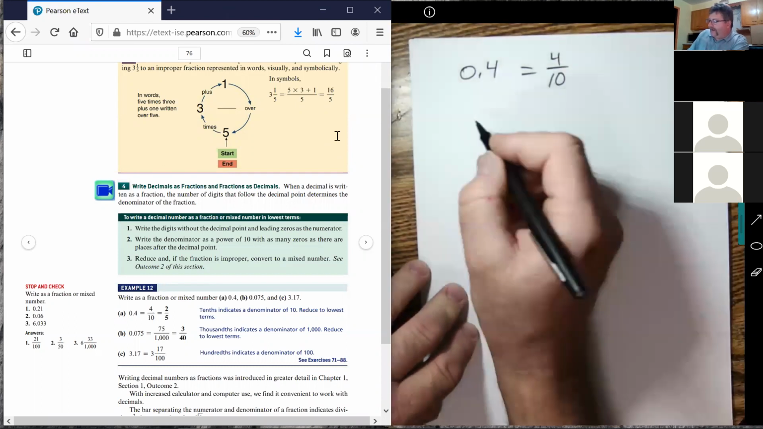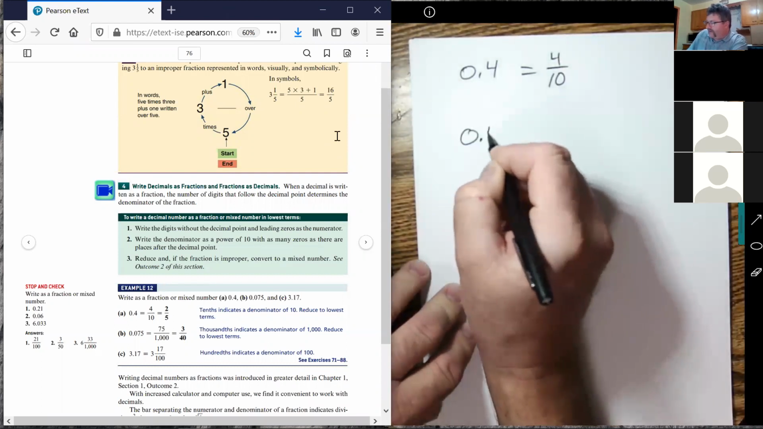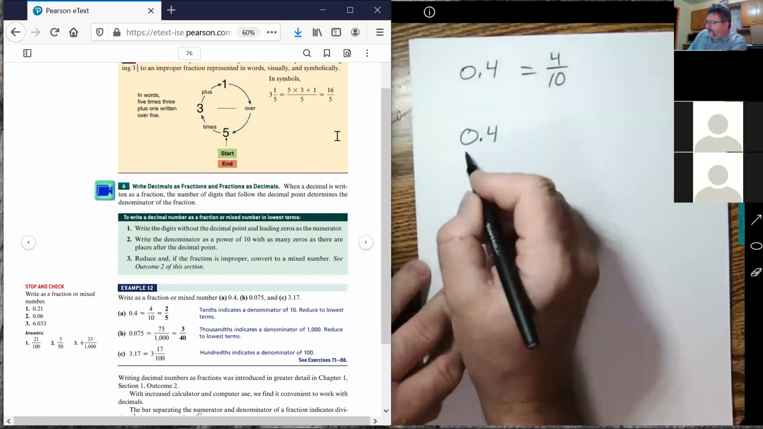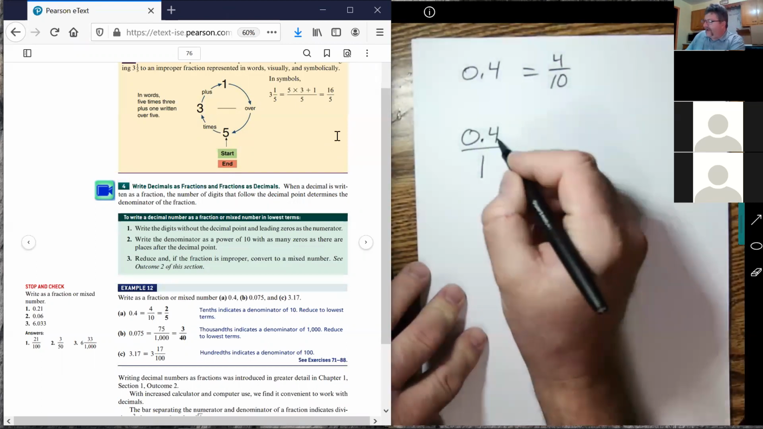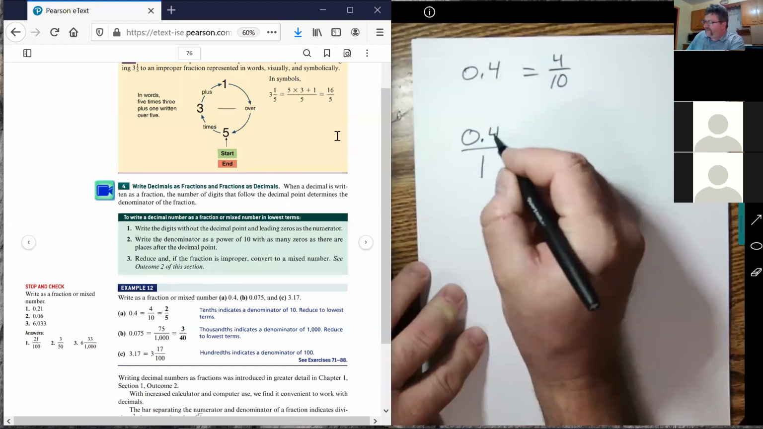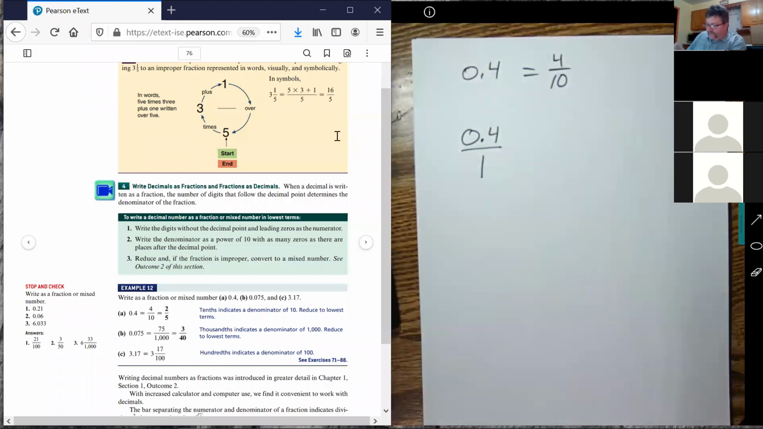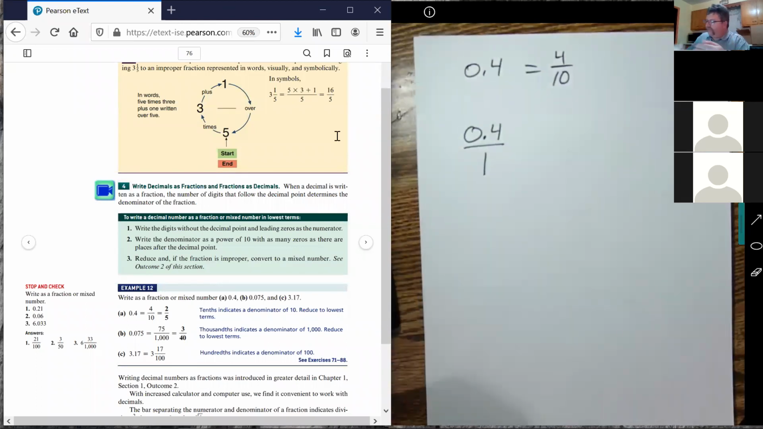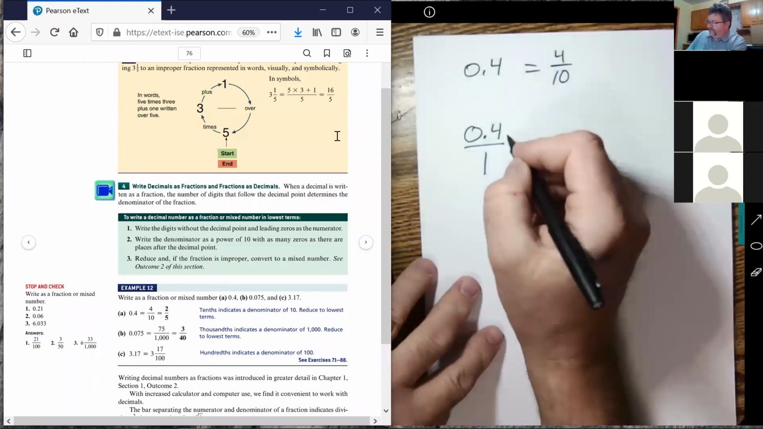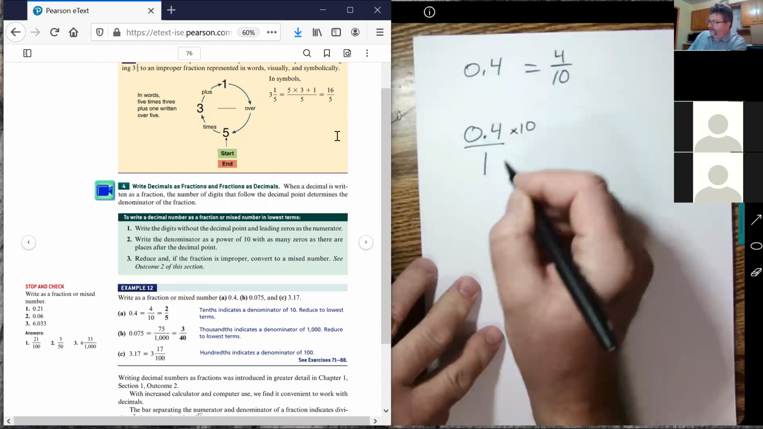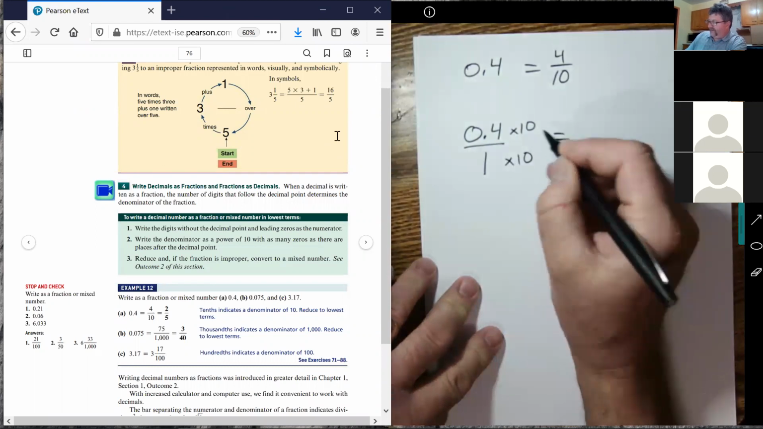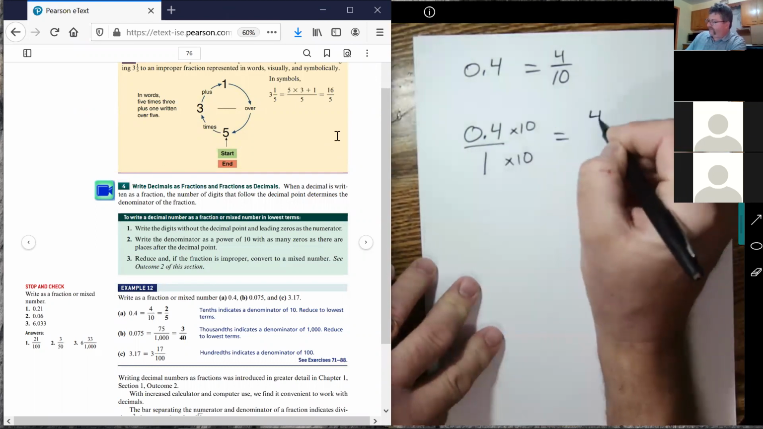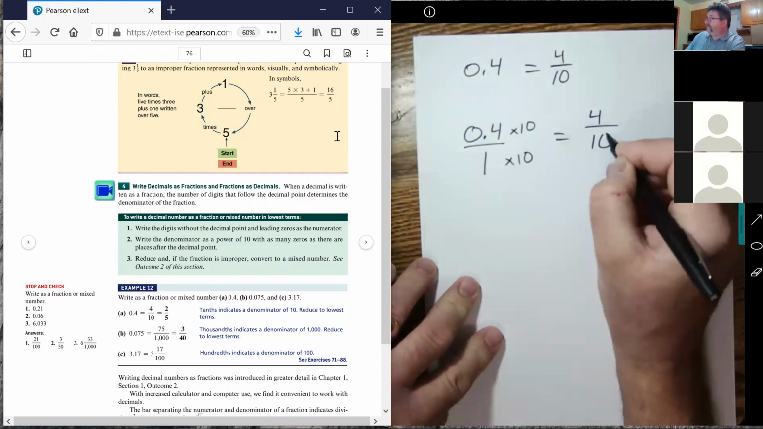Yeah, well, how did I do it though? Well, talk to me. How did I do it? Well, I said, give myself a denominator of 1. And then I said, how can I turn this 0.4 into just a 4? Because a fraction should be a whole number over a whole number. Well, I would have to multiply by 10 to make that happen. And I got to multiply by 10 on the bottom too, so we're nice and even. 0.4 times 10 is 4. 1 times 10 is 10.